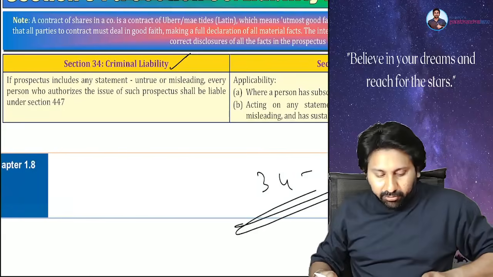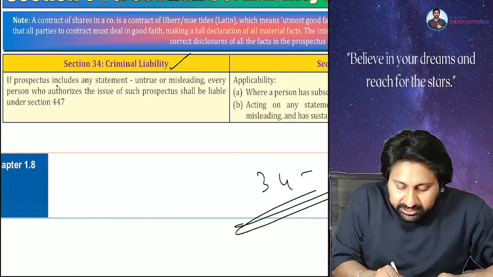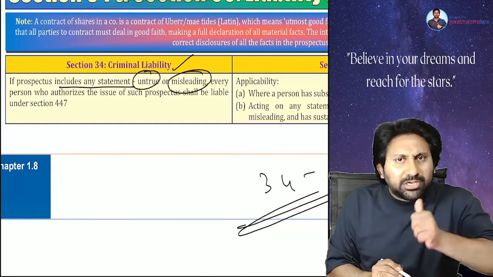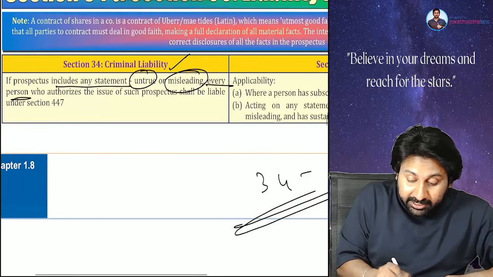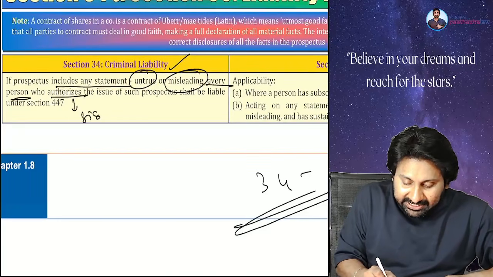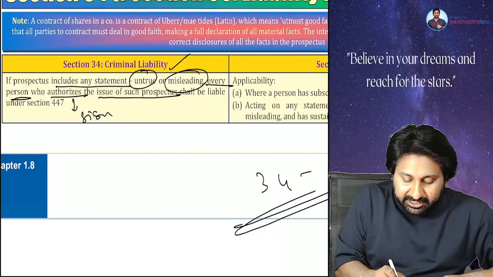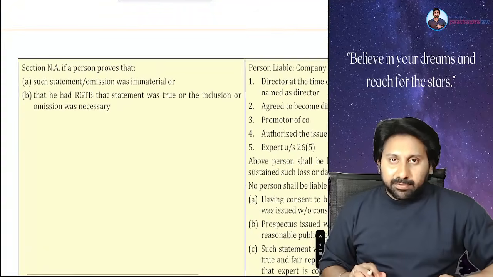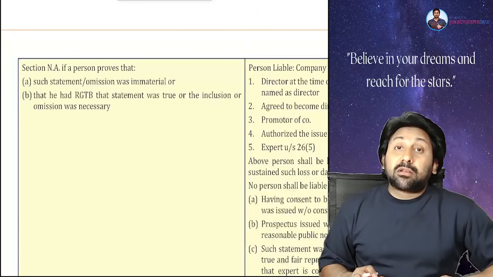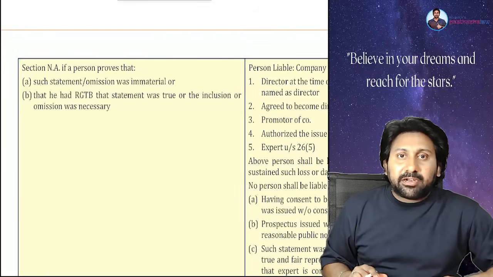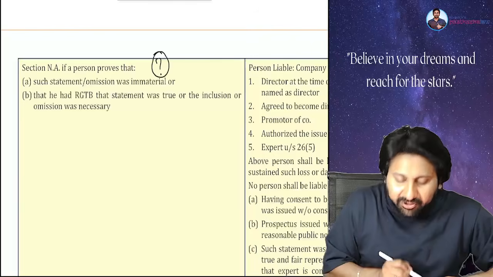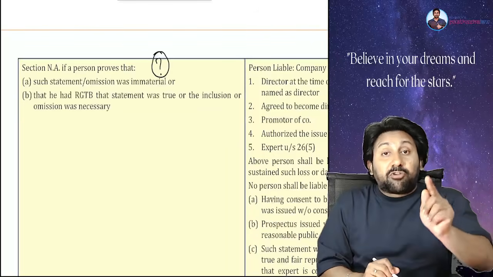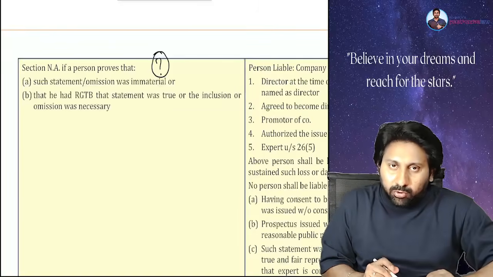Done. Let's continue. If a prospectus includes any statement which is untrue or misleading, then who is liable? Every person who authorizes, means signs, the issue of the prospectus shall be liable under Section 447. Okay, shall be liable under 447. To some persons, that liability will not get attracted. Who is that lucky person to whom the 447 punishment does not apply? Do you know whom?